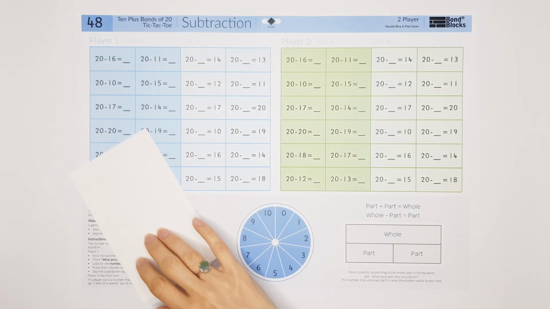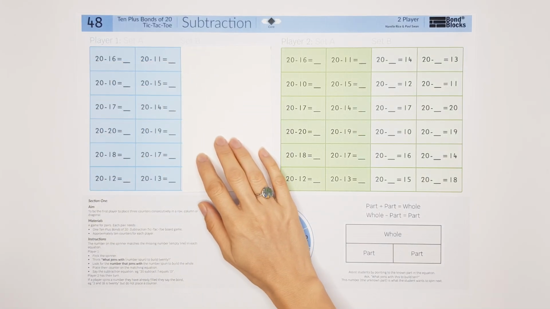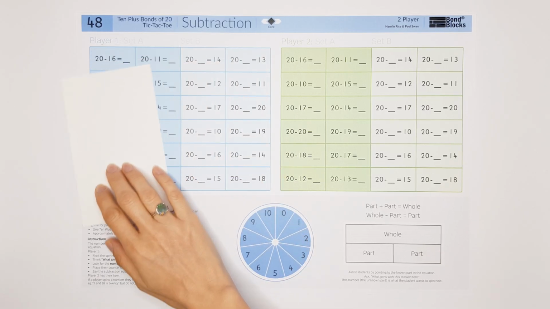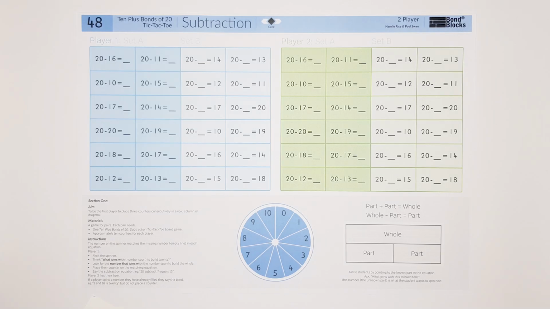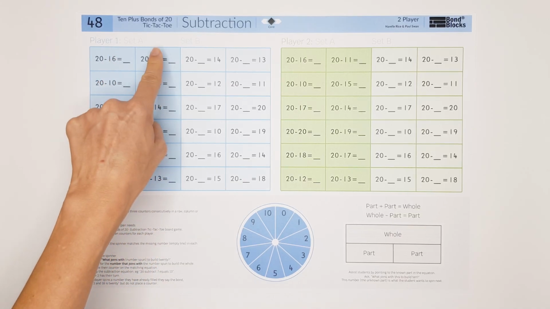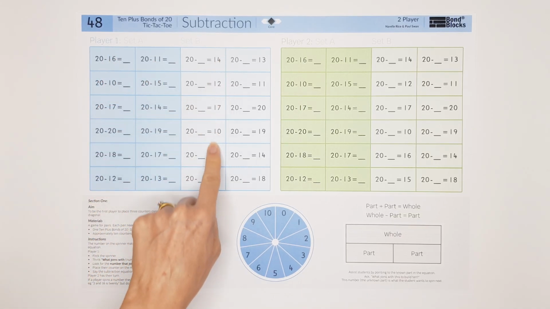When playing for the first time, you may want to play with just set A for each player. The second time you play with just set B, and then the third time you can play with the whole board. We're looking at section 1. You'll notice that all of the parts that we know are 2-digit parts.